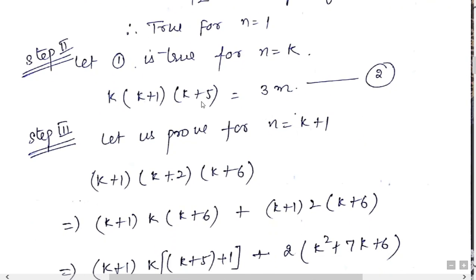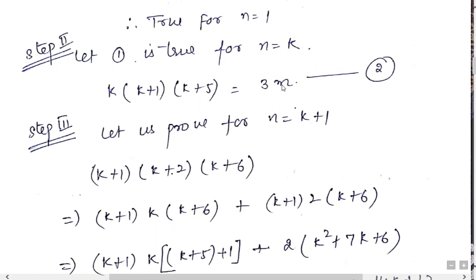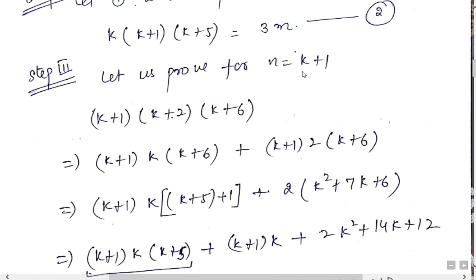Then replace n by k, you can write k into (k plus 1) into (k plus 5) is equal to 3m. And you have to prove for n is equal to k plus 1. It means you can write (k plus 1), then (k plus 2) and (k plus 6). Simply, you have to design this value inside this statement, k into (k plus 1) into (k plus 5) inside this statement.